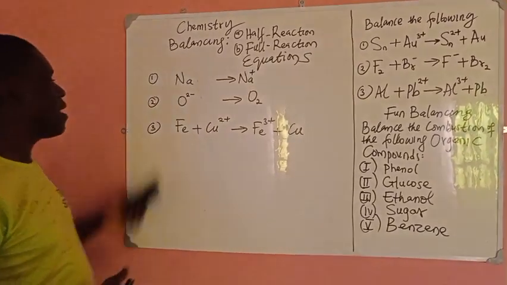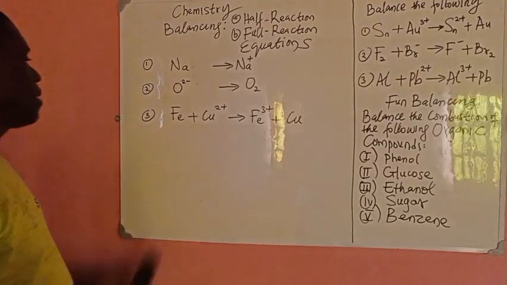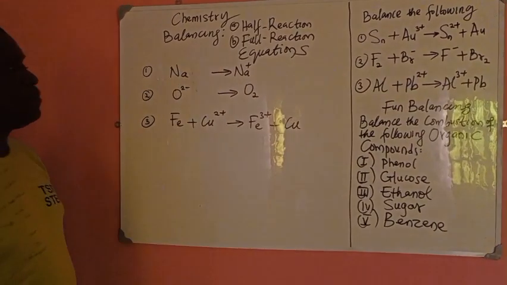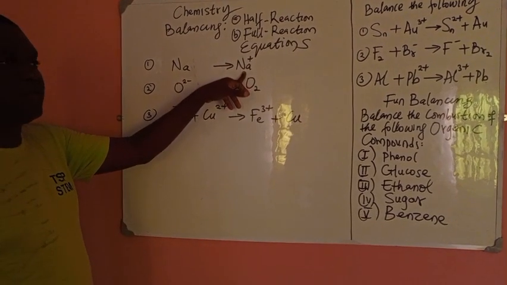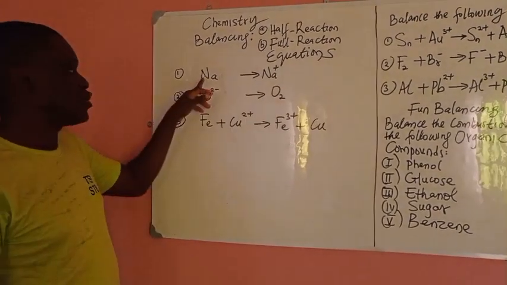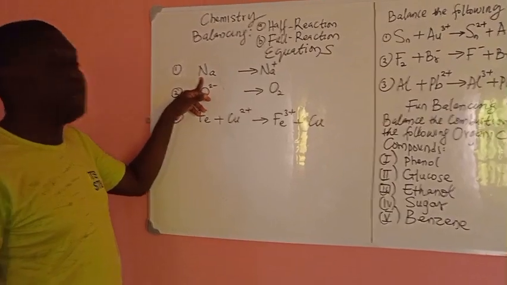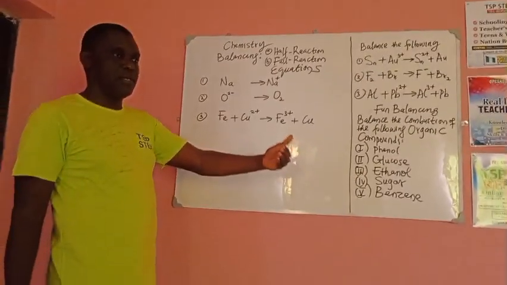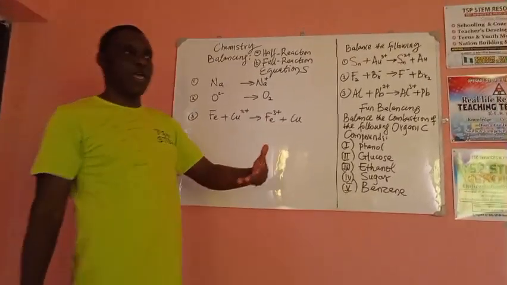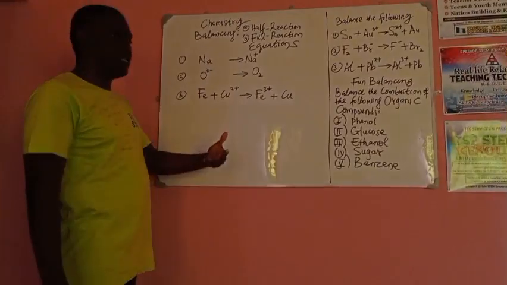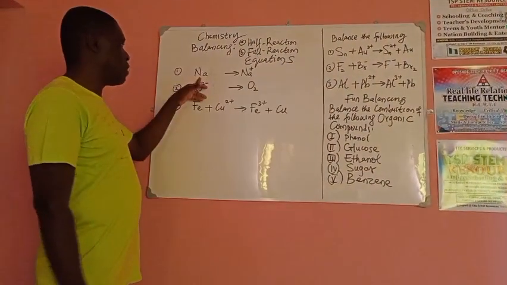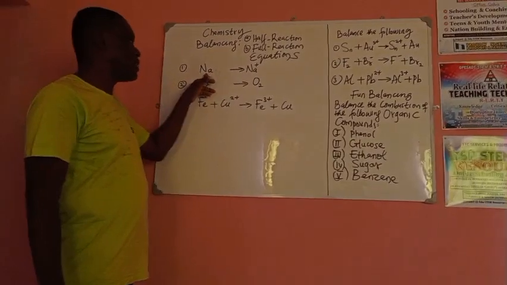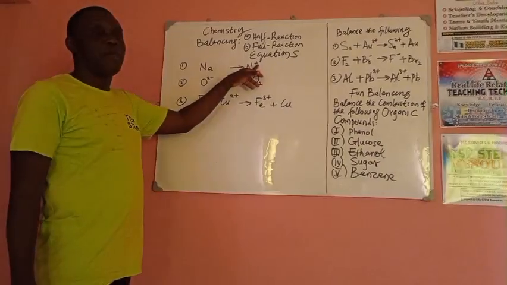Now we have here example 1. We have sodium element being reduced to sodium ion. Don't forget that sodium is a metal. Metals are givers. They give to their neighbors. So this sodium has given by losing what? 1 electron.